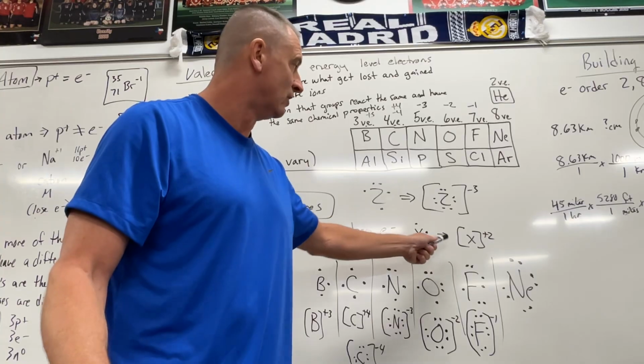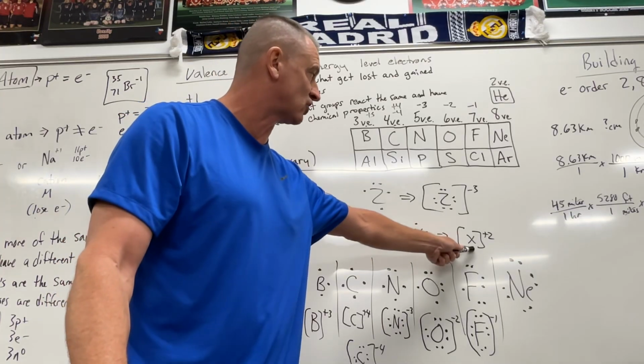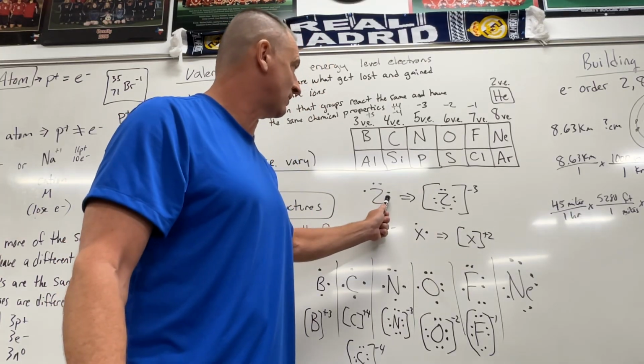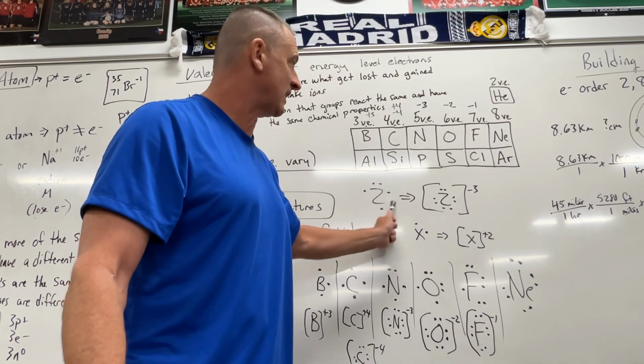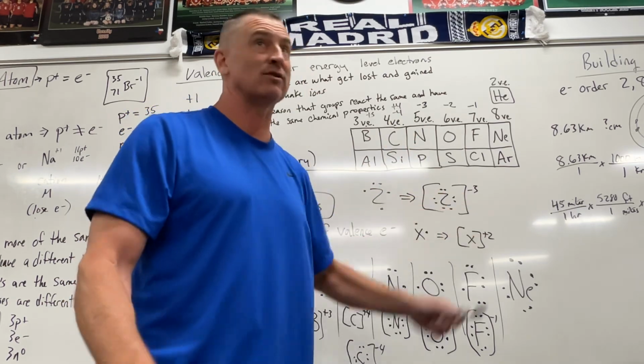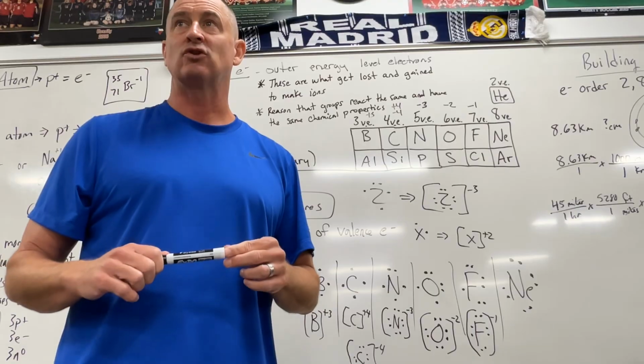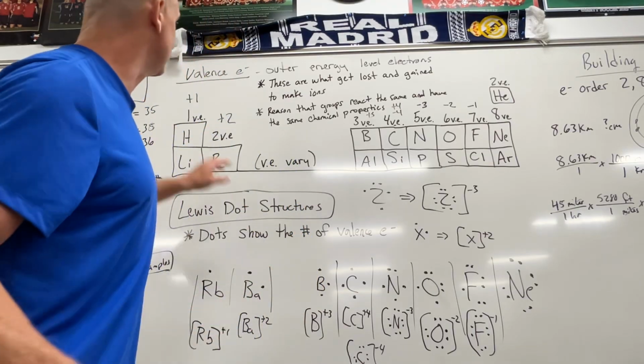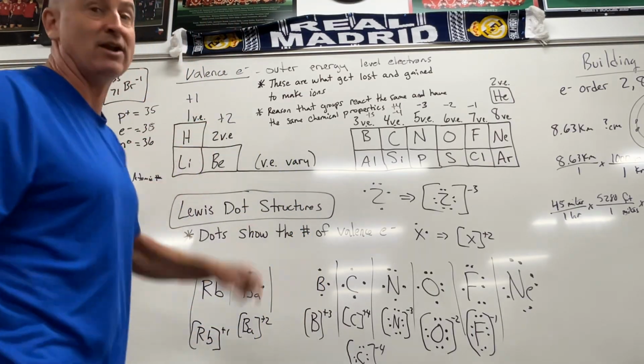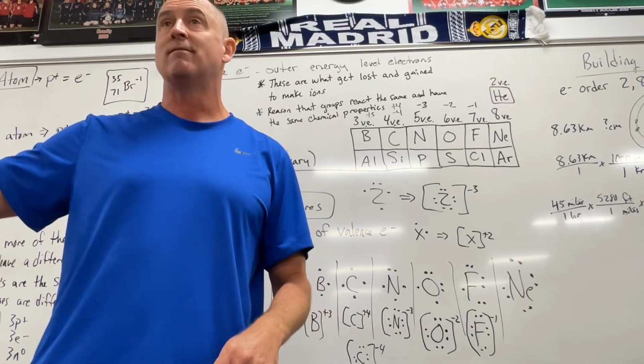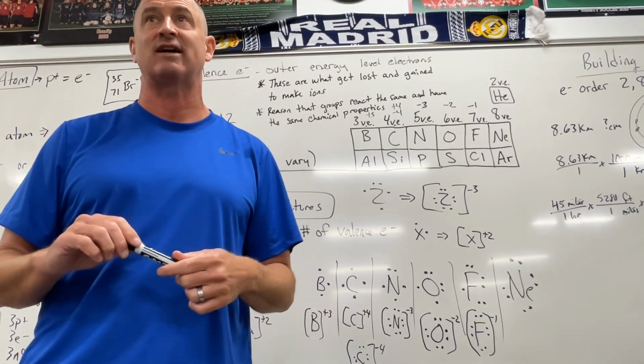If it's a metal, it's going to lose its dots and have the charge on the outside. If it's a nonmetal, which is the right side, it's going to gain, so it's going to have 8 dots and whatever the charge is. Okay? So you need to know the number of valence electrons and the charge for each family. I know on the periodic table over here, I have the post-its up. You will not have the post-its on the test.